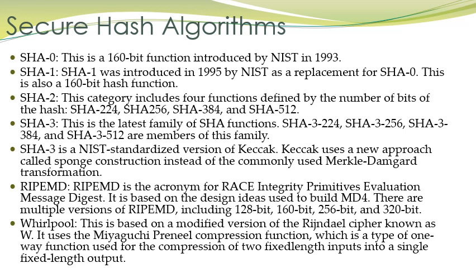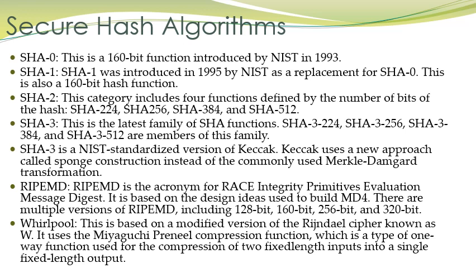And then SHA-2. This category includes 4 functions defined by the number of bits of the hash. Depending on the number of bits the hash function outputs, there are different algorithms like SHA-224, SHA-256, SHA-384, and SHA-512. SHA-224 will produce a 224 bit output, 256 will produce a 256 bit output, 384 will produce a 384 bit output, and the SHA-512 algorithm will produce the 512 bit message digest.